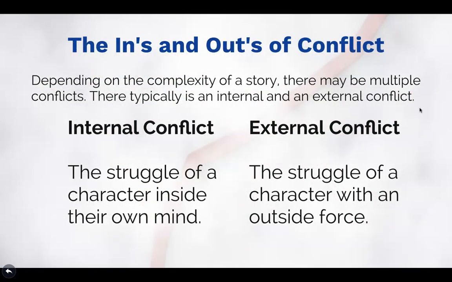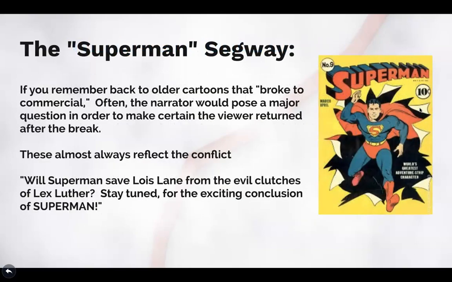And usually, although there are many, many conflicts to a well-crafted story, they will always boil down to at least one primary internal conflict, which is the struggle within the character's own mind, and then an external conflict where the character is struggling to reach a goal, and there is a barrier of an outside force. So how do you figure out where this conflict is, where these conflicts are?